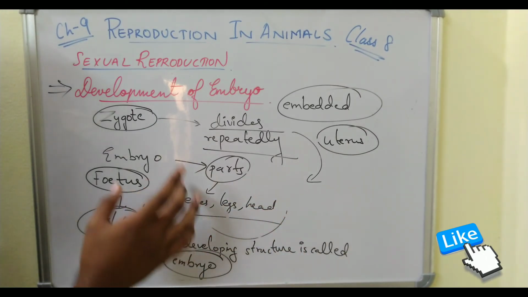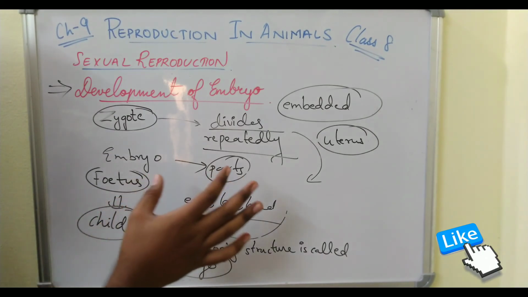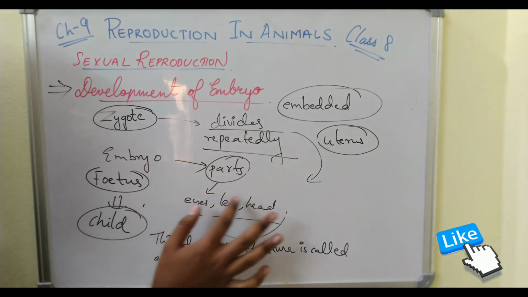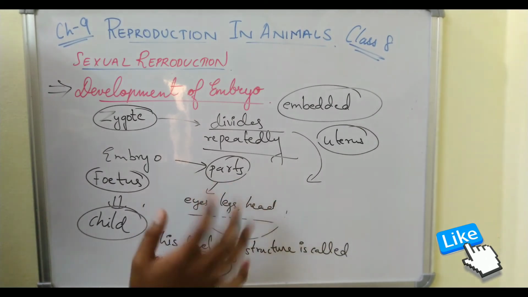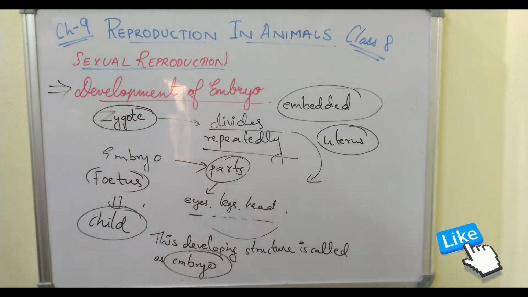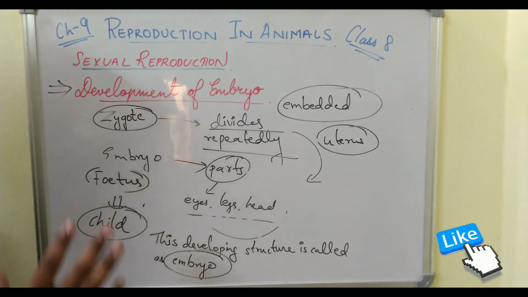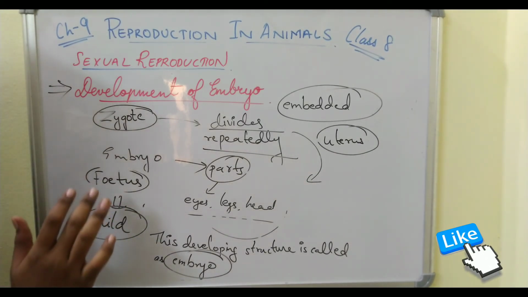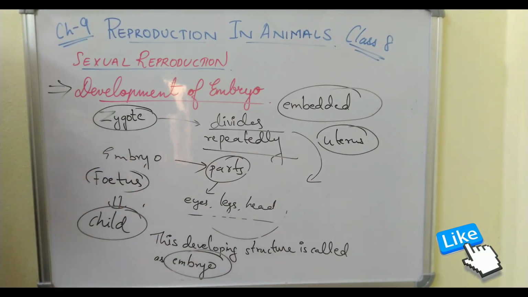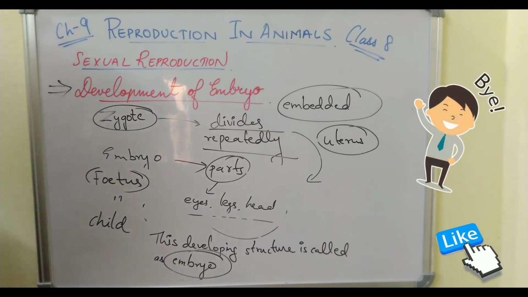The stage of the embryo in which all the body parts are identified is called the fetus. So the fetus is formed. Then when complete development of the fetus takes place, the whole body, hair, and all that development happens, the mother gives birth to the child. So that's the main thing here.